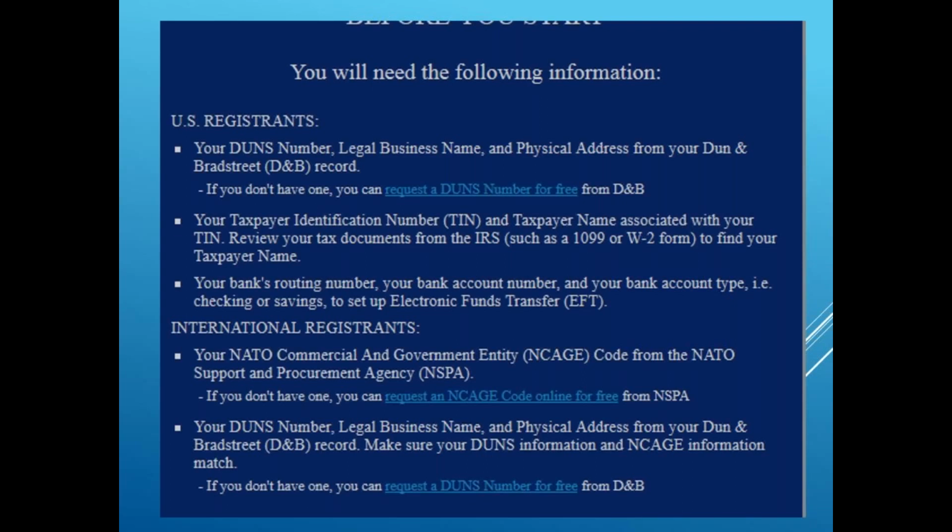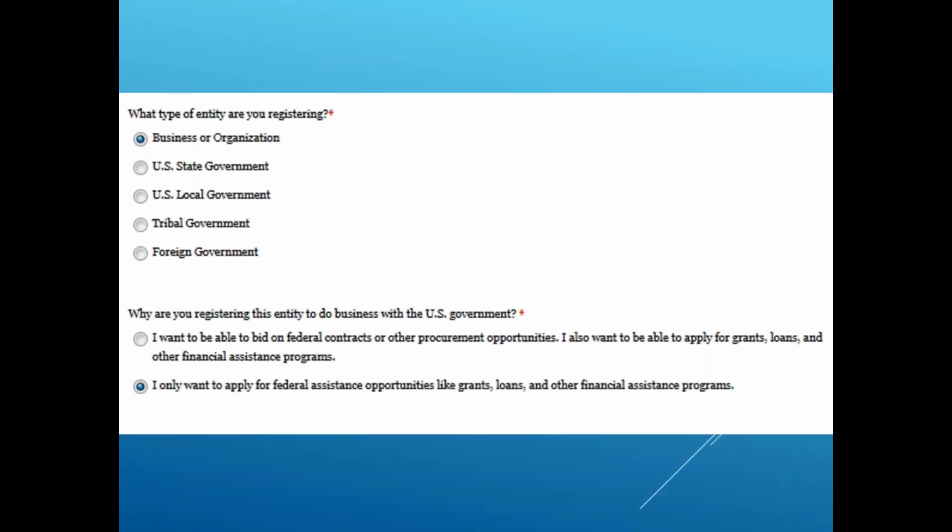So just know that. Once you have those three chunks of information handy, then I would say continue with your registration. The next page that's going to pop up is, what is the type of entity or business that you're registering, that you're trying to get the SAM cage code for?